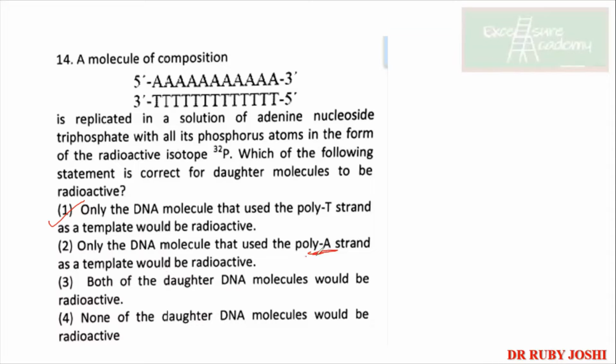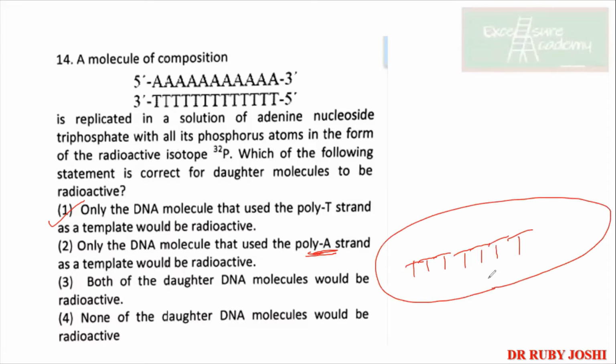See, if we use poly A as the template, then on the daughter strand we are going to get only T, and this is not going to be radioactive because it is already given that the ATPs are radioactive. So obviously, when you're using the poly T strand as the template, the daughter molecule is going to be radioactive because that is going to have all A, and A is radioactive in the solution. So it was actually easy, you just got confused because in the back it was given 2, right?